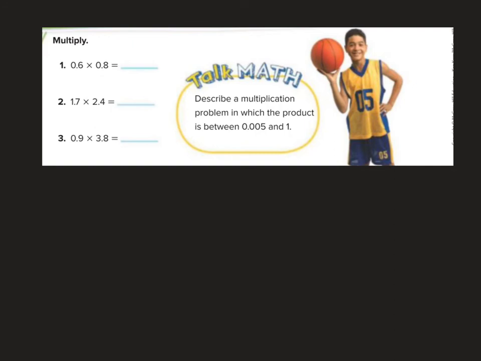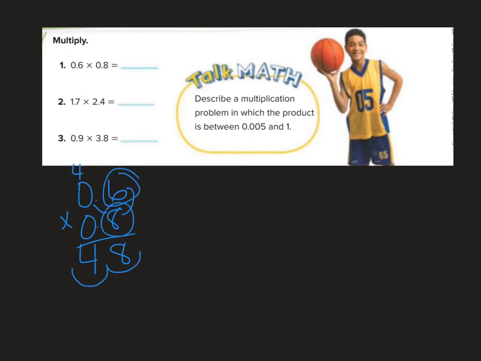Okay, let's do some quick ones here. 0.6 times 0 and 8/10. 6 times 8 is 48. 8 times 0 is 0, plus 4 is 4. Bring it back 1, 2 spots. So my answer is 0 and 48/100ths. Okay, I'm doing these fast, so you can pause if you need to.